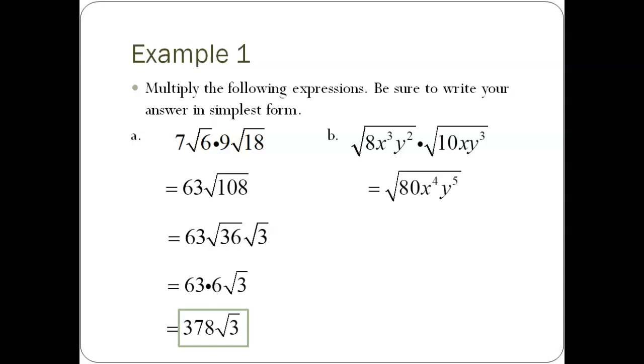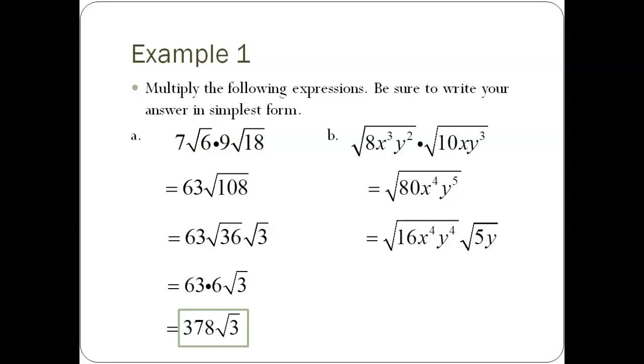Now we need to see if this is in simplest form. Check to see, are there any perfect squares that are factors of 80? Yes, 16 is a perfect square that is a factor of 80. X to the fourth itself is a perfect square. And then we can take out a y to the fourth from the y to the fifth and write that under the first square root as well. So I'm going to have 16x to the fourth, y to the fourth, and that leaves me with 5y under the second radical.